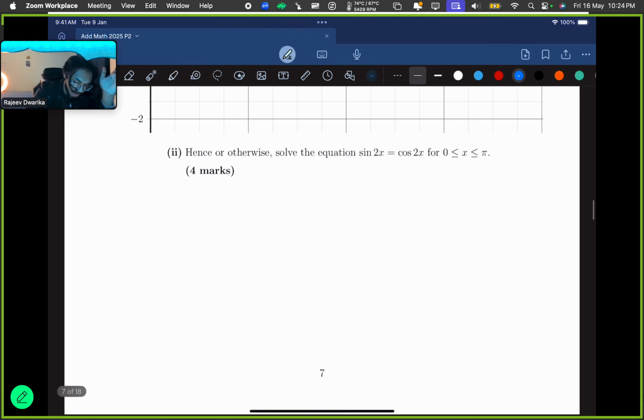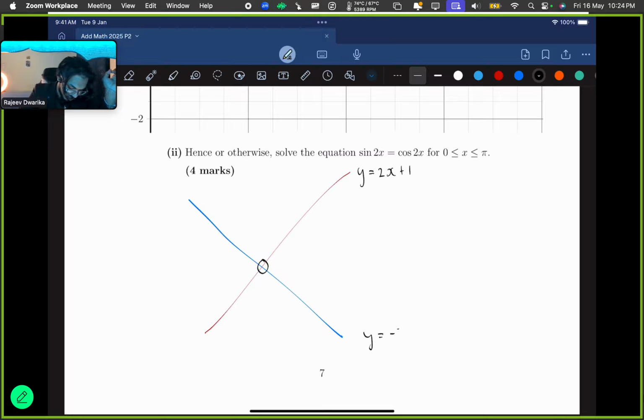Imagine I have this graph here, and I have this graph here. At the point of intersection, let me say y is equal to 2x plus 1, and this one y is equal to minus 2x plus 1. Actually, the math students will notice that they're not perpendicular, so I change it real fast as soon as I notice that.